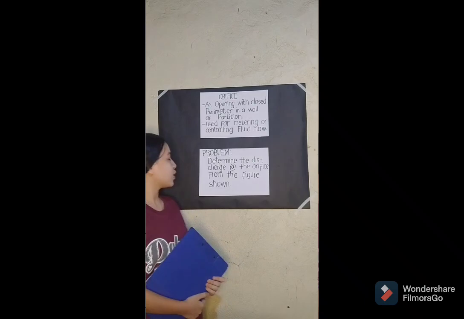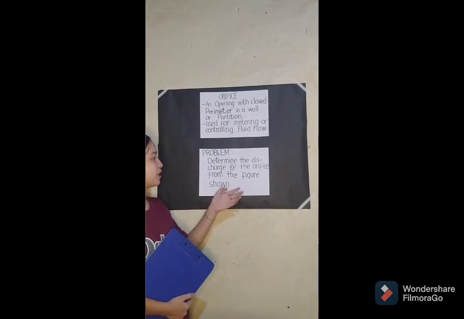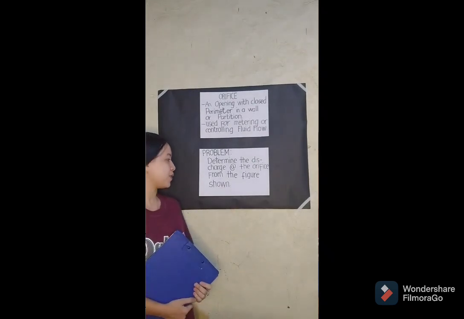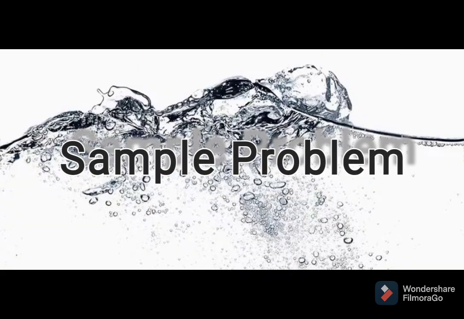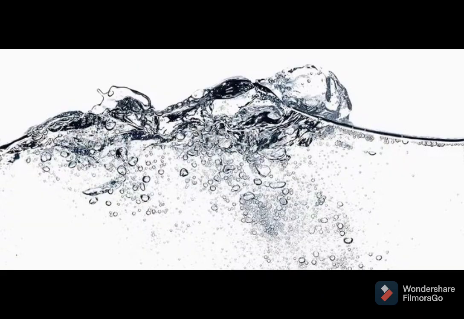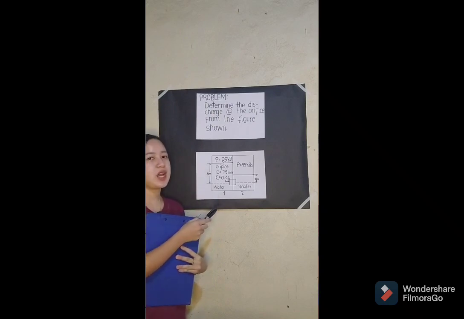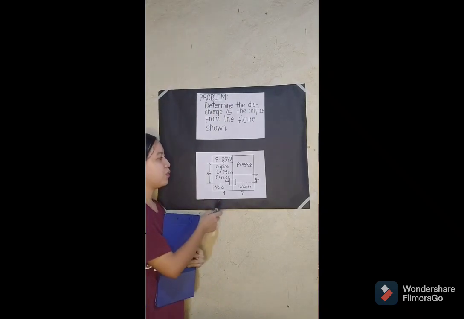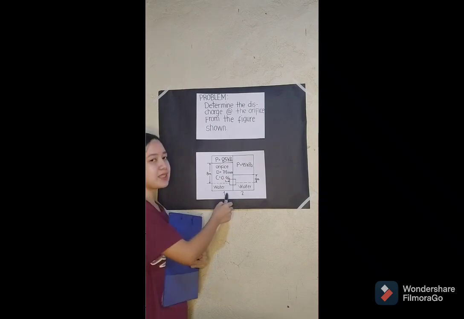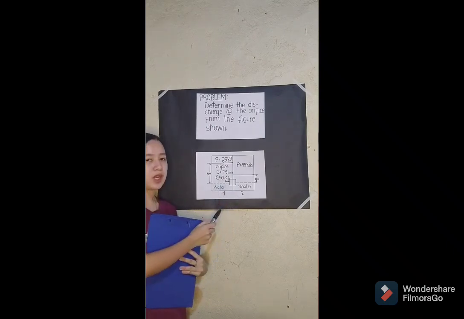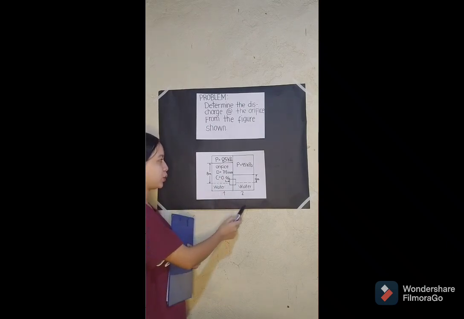Orifice is. So we have to determine the discharge at the orifice from the figure shown. So we have here our figure which has a closed tank in which we have a partition inside to separate the two chambers, chamber 1 and chamber 2.